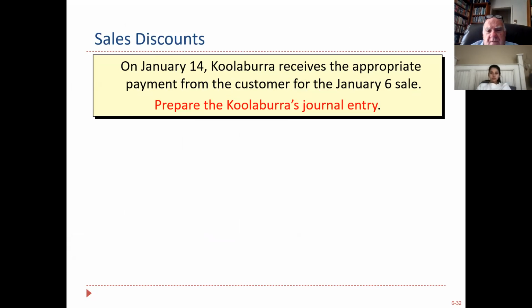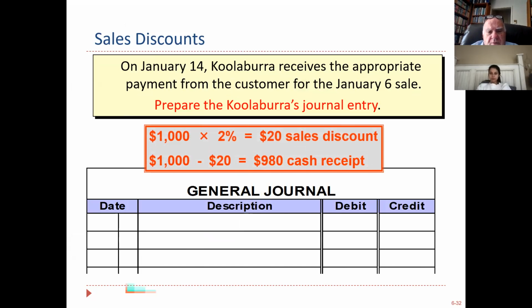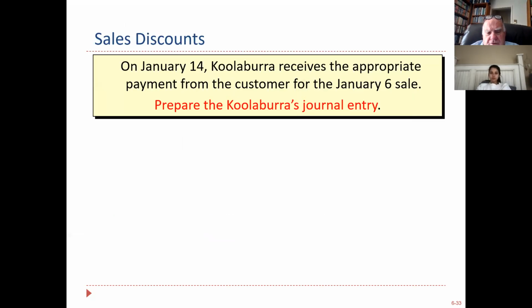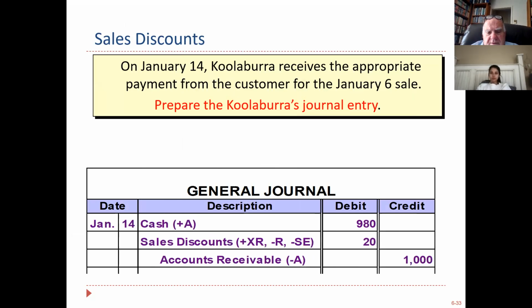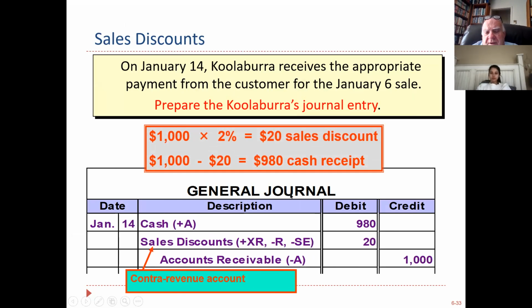So on the 14th, they got paid for the sale of the 6th. The guy paid within 10 days, right? So here's our calculation. 1,000 times 0.02, that's a $20 discount, which means we're only going to get 980 in cash. Debit cash for 980. Debit the contra sales account, because you never debit sales, and the total debt is gone, $1,000.